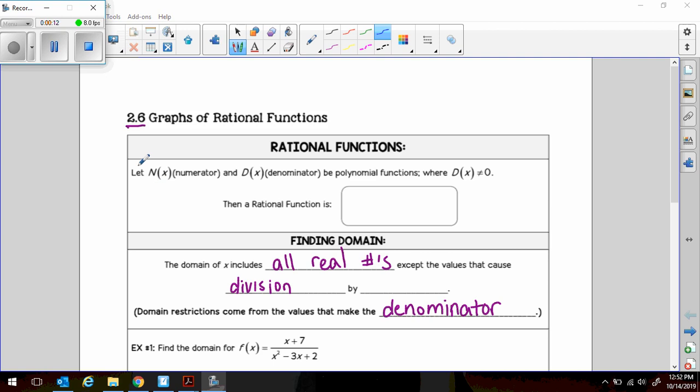So we're going to let n of x be the numerator and d of x be the denominator, and be polynomial functions, where d of x does not equal 0. Then the rational function r of x is equal to the numerator over the denominator.